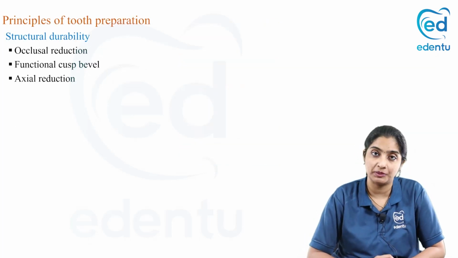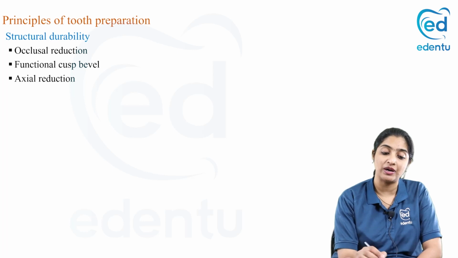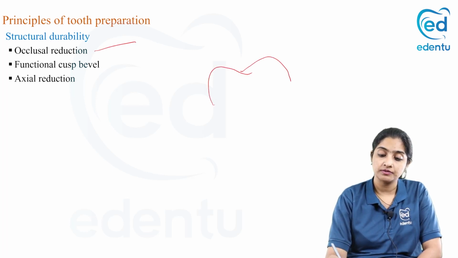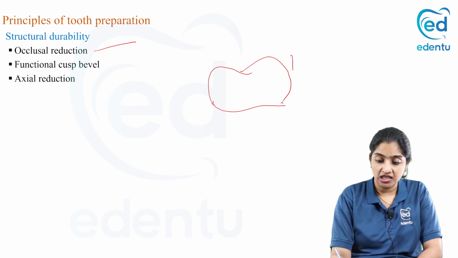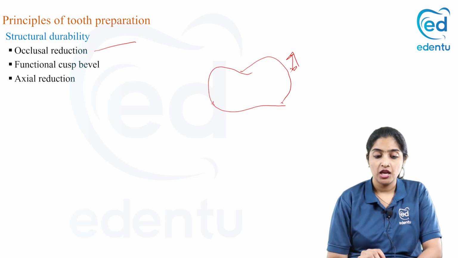Coming to structural durability. Now, for structural durability, there are 3 aspects which are covered. One is the occlusal reduction. In the tooth, this is a tooth which is of concern. This reduction is going to be called the occlusal reduction.